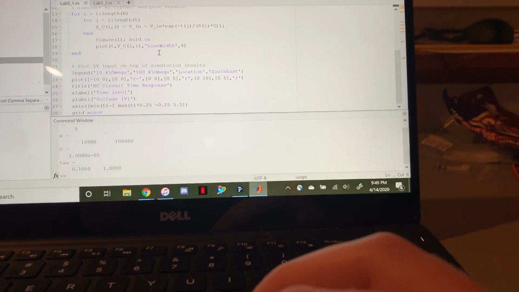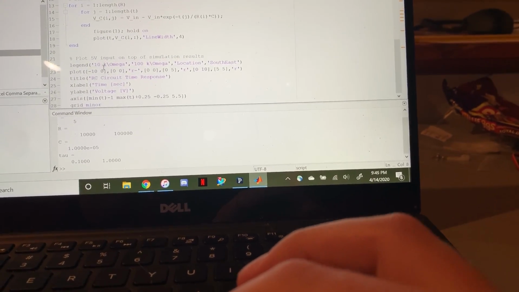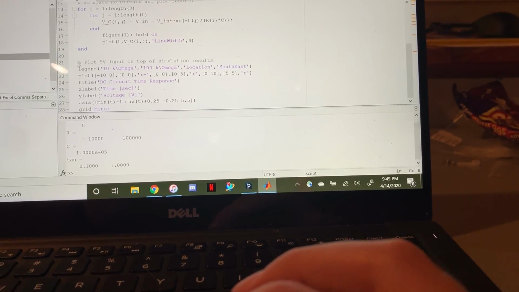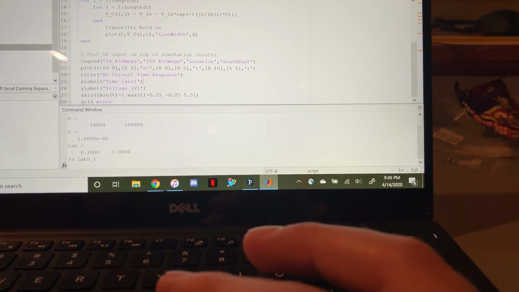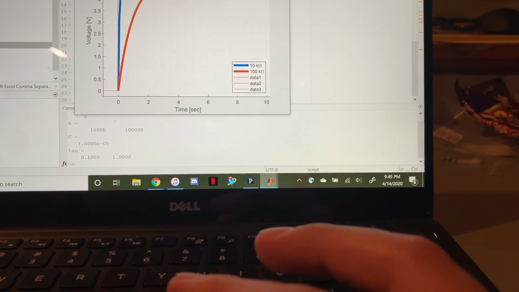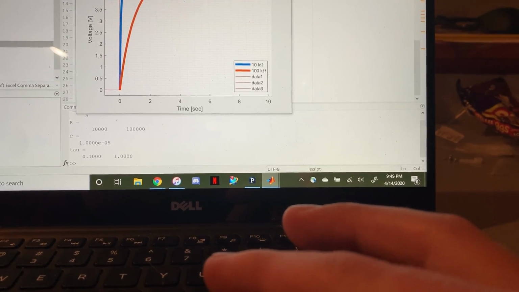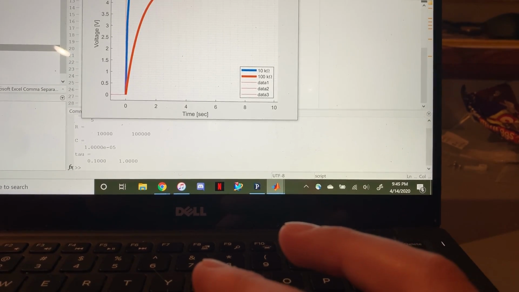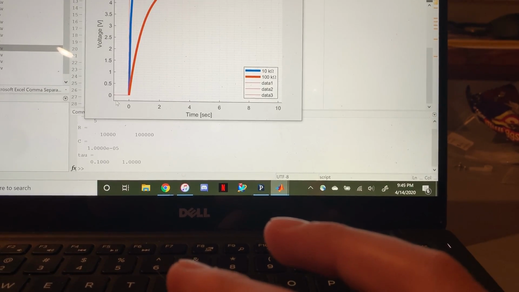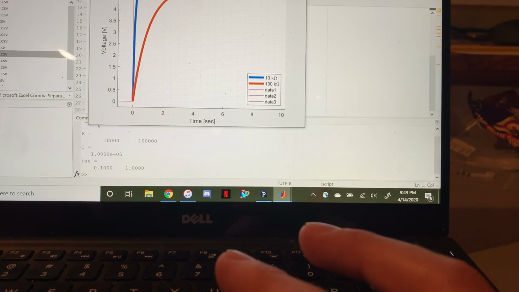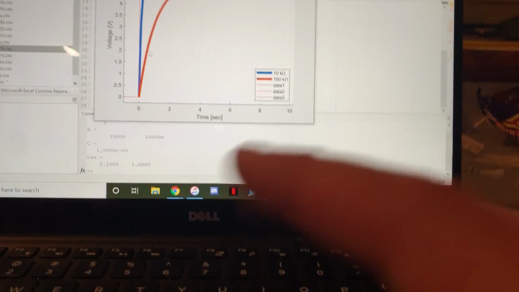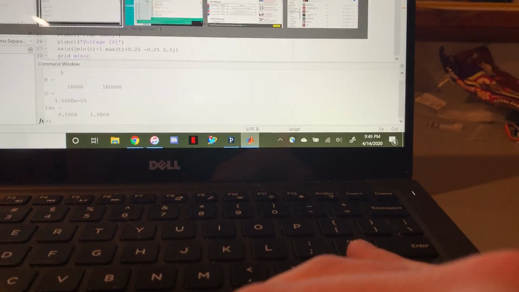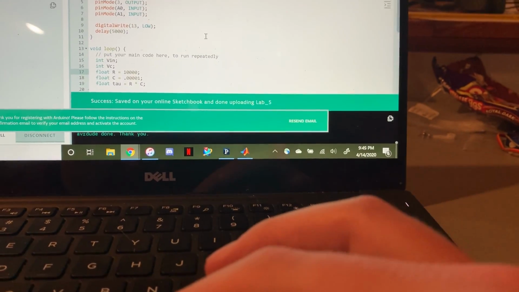Now we will plot that, so the plotting is all of this, and we'll see what that does here. Blue is the 10 kilo ohm, orange-red is the 100 kilo ohm, and everything else is the step functions from 0 to 5 volts, the perfect case situation.